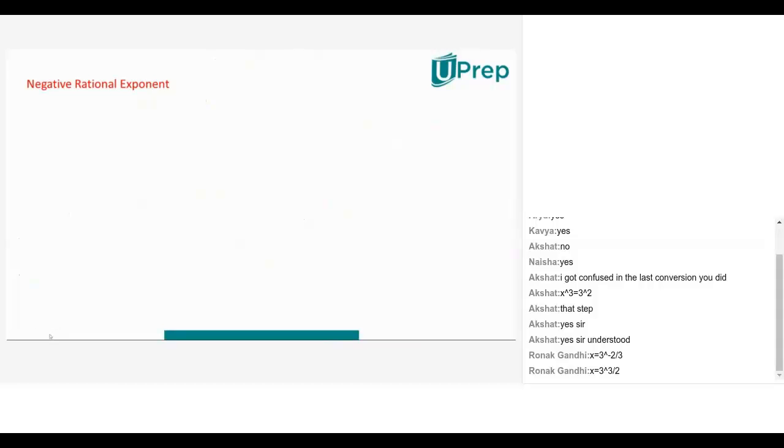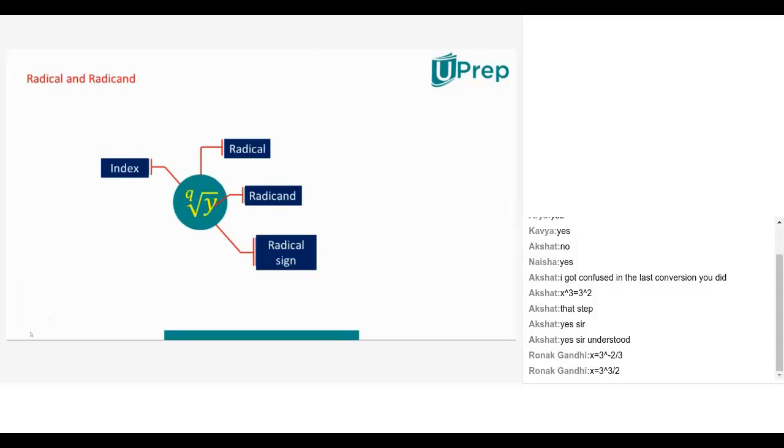So we already discussed negative rational exponents. Now, let's understand what is called a radical and what is called a radicand. So whenever we have something like x cube is equal to, say, 5. x cube is equal to 5. We know x can be written as 5 to the power of 1 by 3.